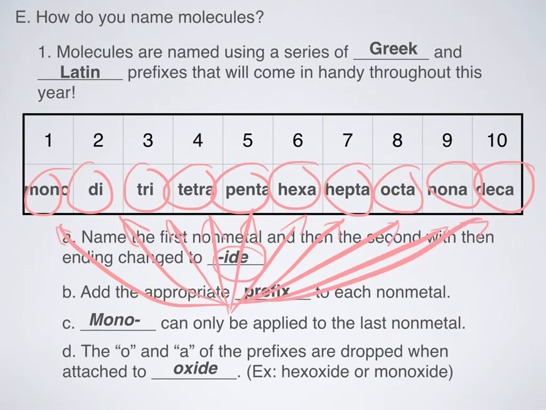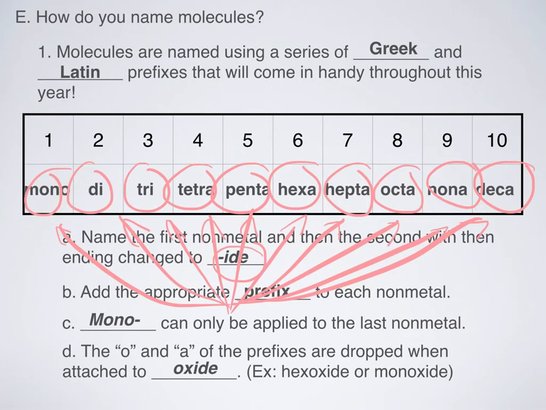Now, one of the things that throws people off is, when do you use mono? Because we know carbon monoxide, when do you use it? Mono can only be applied to the last nonmetal. So if you have a substance that only has one of the first element, you can't say mononitrogen dioxide. It's just nitrogen dioxide. If, on the other hand, the last element only has one, then you do have to add it. You can have nitrogen monoxide.